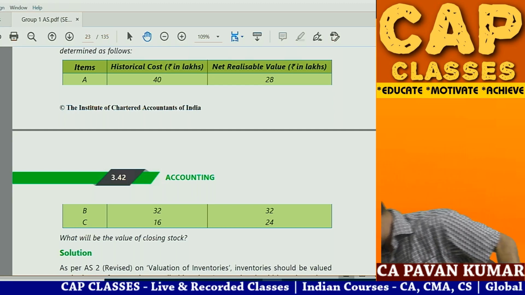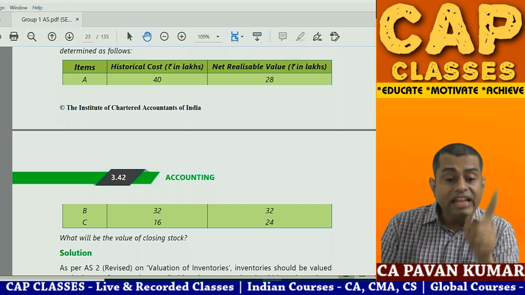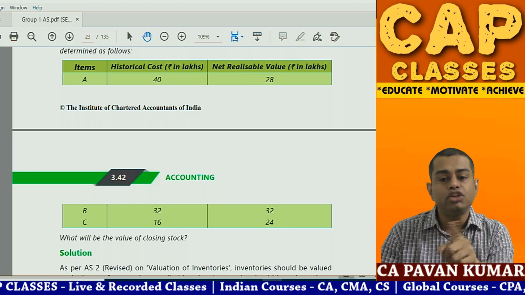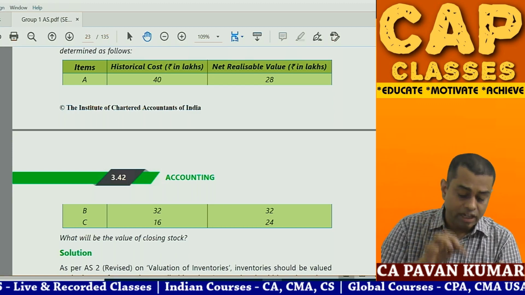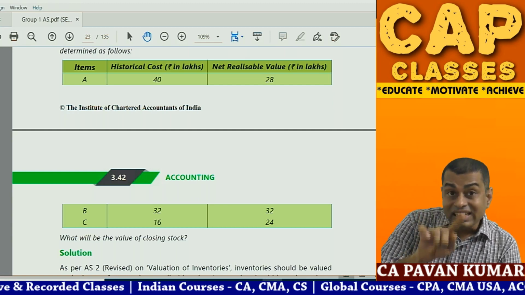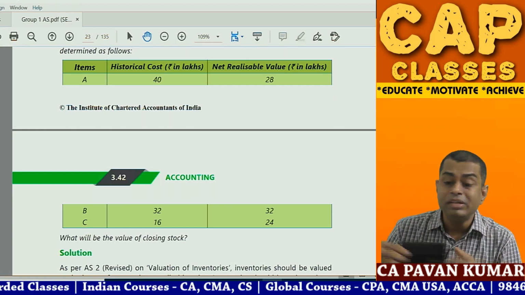So how are you supposed to do it? You need to do it on an individual basis. So A, 40 or 28 whichever is lower, 28. Plus B, 32, 32, so 32. C, 16 or 24 whichever is lower, 16. So the value of inventory should be 76.